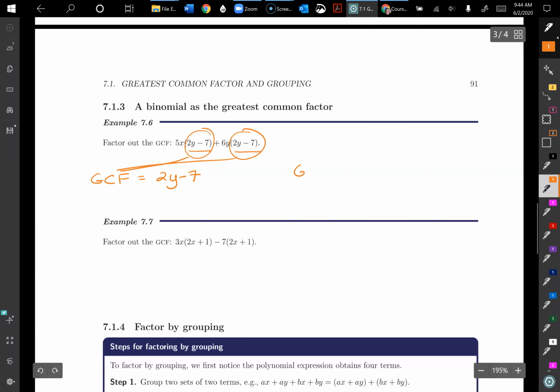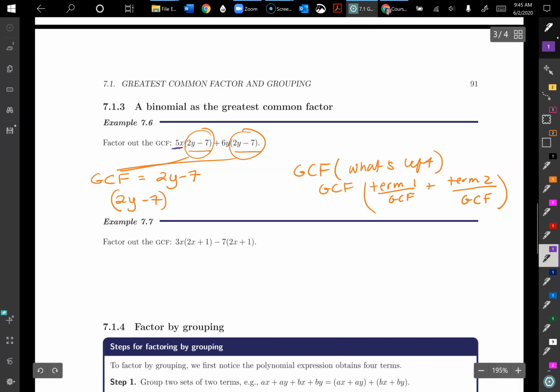And then we always want GCF times the rest, or what's left, I should say. What's left. And so we're going to have it in the format of GCF times term 1 over GCF plus term 2 divided by GCF. That's just maybe a helpful way of thinking of what we're doing here. That's really what factoring is. So if our GCF is 2y minus 7, then our other factor is going to be these terms that are left in there. So we would have 5x plus 6y. We just write it just like we did before in the other video.